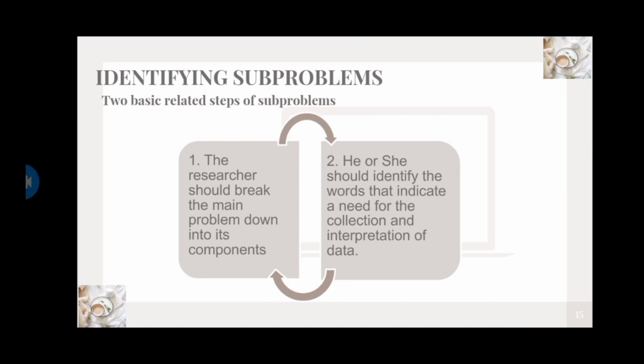Sub-problems can facilitate resolving a large problem piecemeal, as they are often more manageable or researchable than the general problem and can be investigated separately. The sub-problems should, when combined, equal the whole of the main problem. Actually, identifying sub-problems is generally a relatively straightforward process involving two basic related steps. First, the researcher should break the main problem down into its components, and second, he or she should identify the words that indicate a need for the collection and interpretation of data.